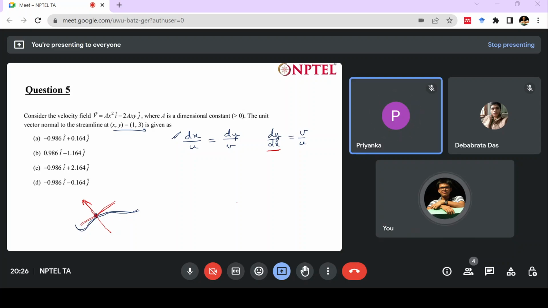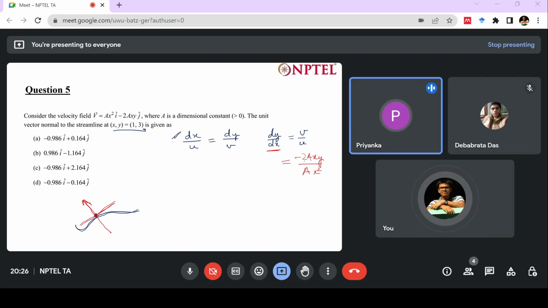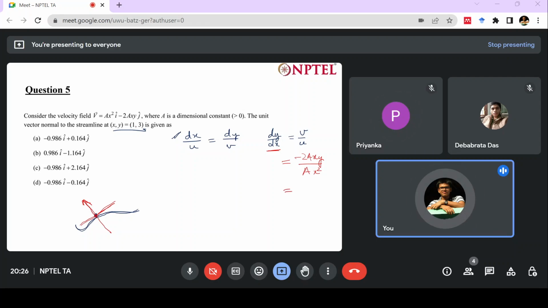Yes, sir. Slope of this line. So you can simply put the values of v and u. v is minus 2a xy and your u is x square, correct? If you put here 1 comma 3, what will you get? Minus 6. So minus 6 is your slope of this particular straight line which is tangent to your streamline.